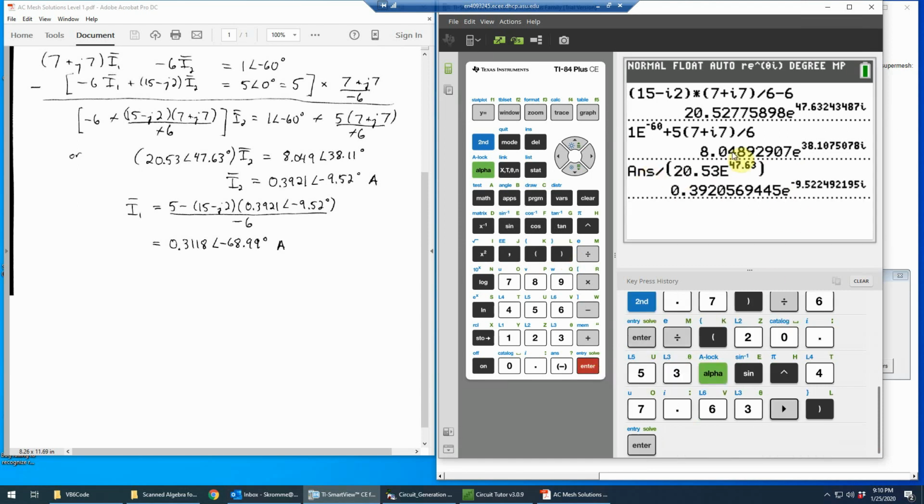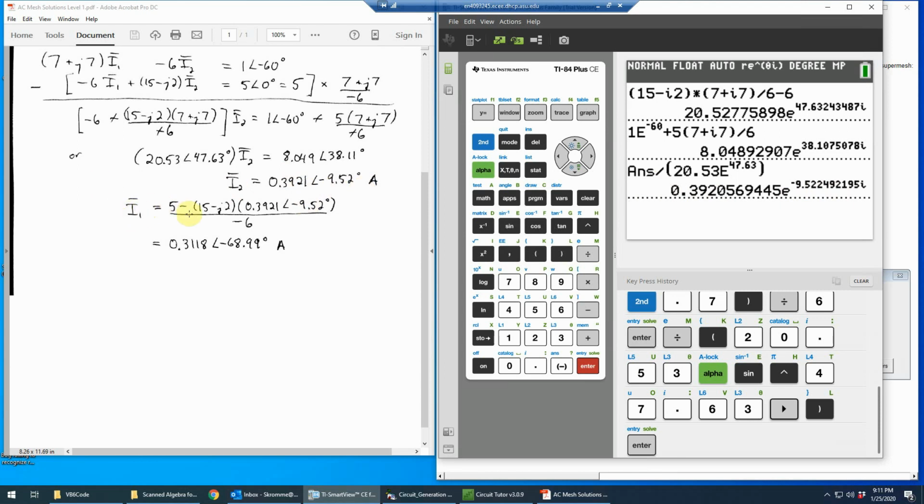And that answer on this calculator just is this last computed value. Even though it won't accept it if I typed it that way, it will accept it when you use the internal answer function. So that will give us the answer of 0.3921, angle negative 9.52 degrees. So I've just written that here.